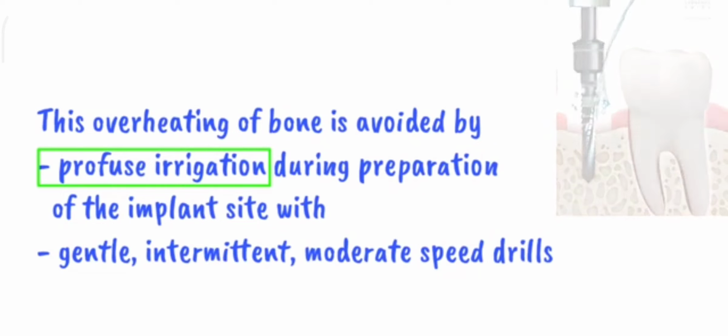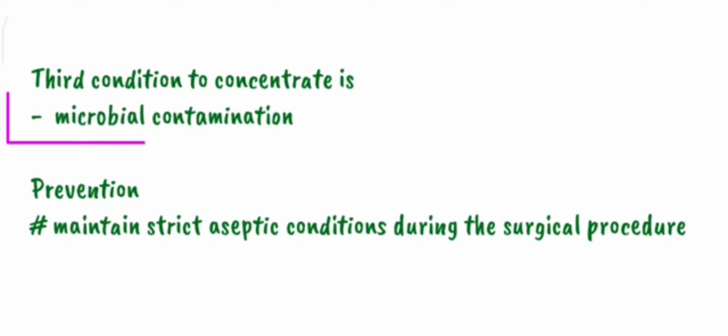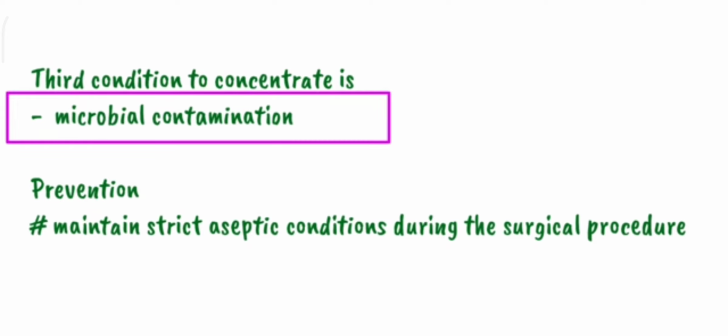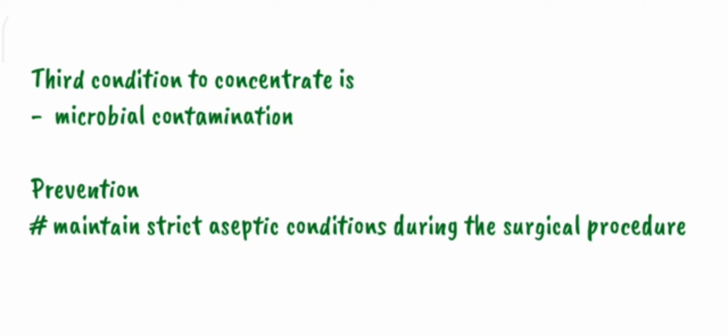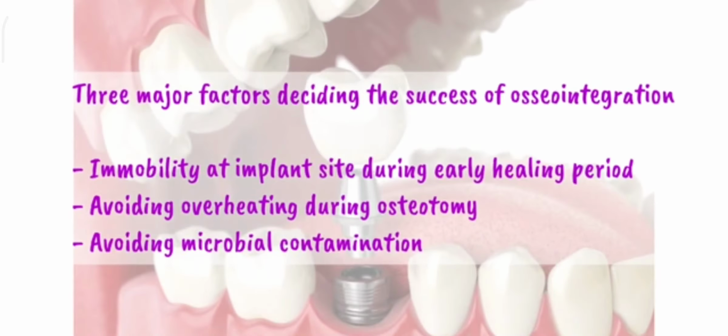And the third factor to be careful about is microbial contamination. Strict aseptic methods during surgery can avoid this. Now we saw the three most important factors determining the success of osseointegration. First being the immobility of the implant site and avoiding excess occlusal loads in the initial healing period. The second one is avoiding overheating. Third one being avoiding microbial contamination.